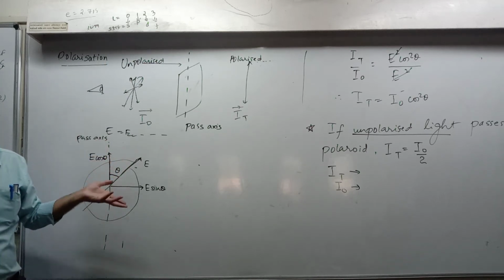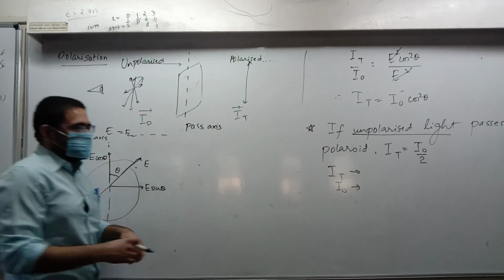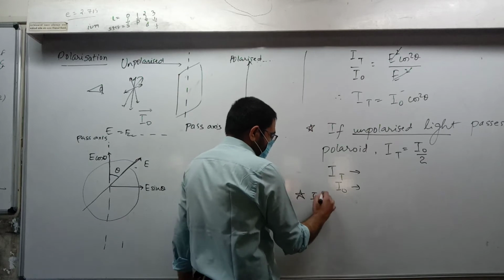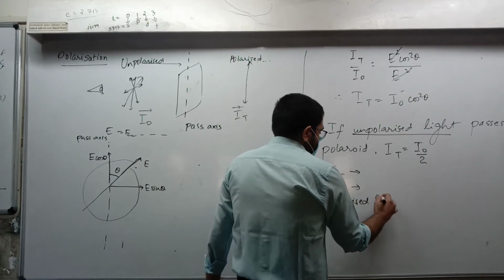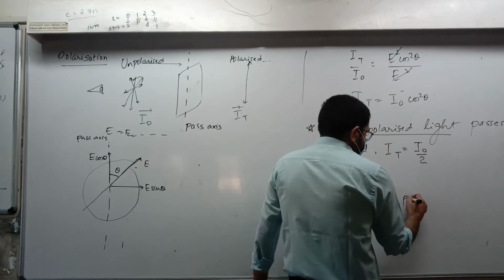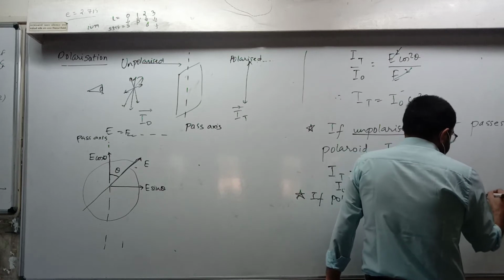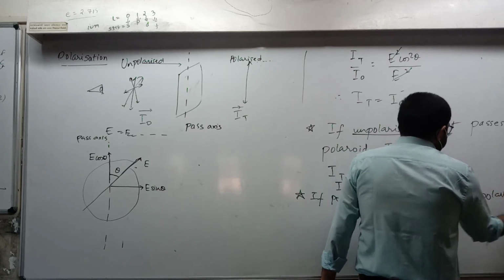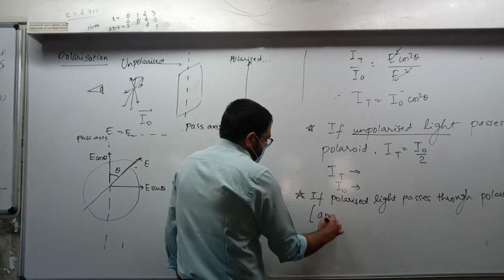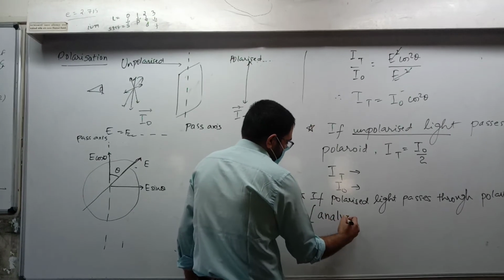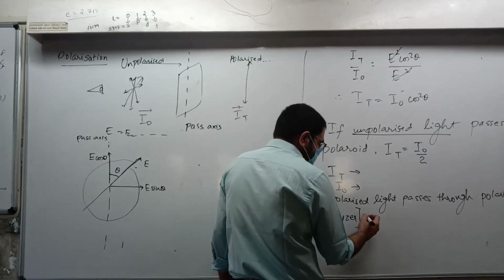No. So what does the formula become? That upper step, right? So write that step. If polarized light passes through a polarizer or Polaroid, it is a polarizer. In brackets write analyzer. Why it is given such a name, I'll explain very shortly.